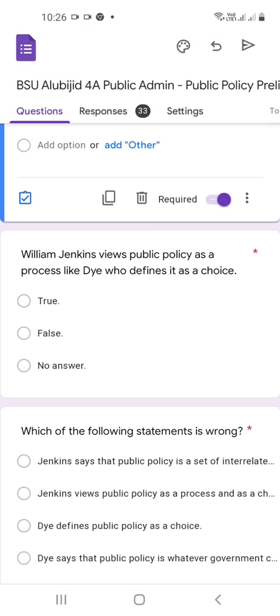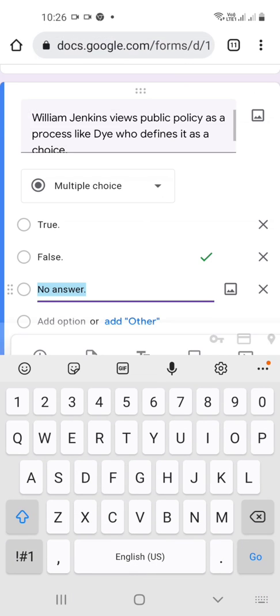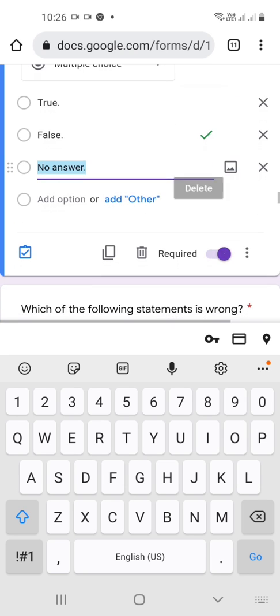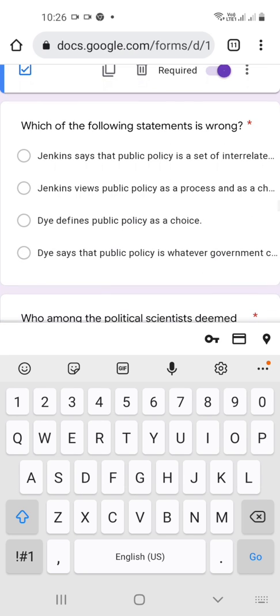And then we have William Jenkins views public policy as a process, like Dye, who defines it as a choice. Viewing public policy as a process is not the same as viewing public policy as a choice. So this statement is definitely false. See? Definitely false.